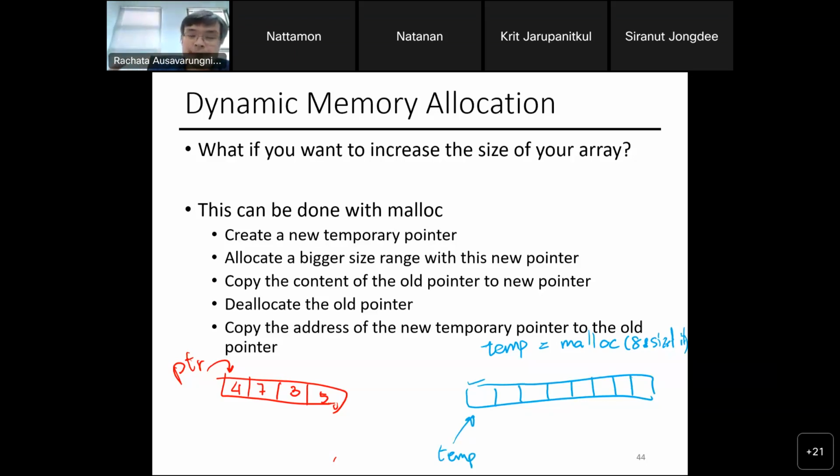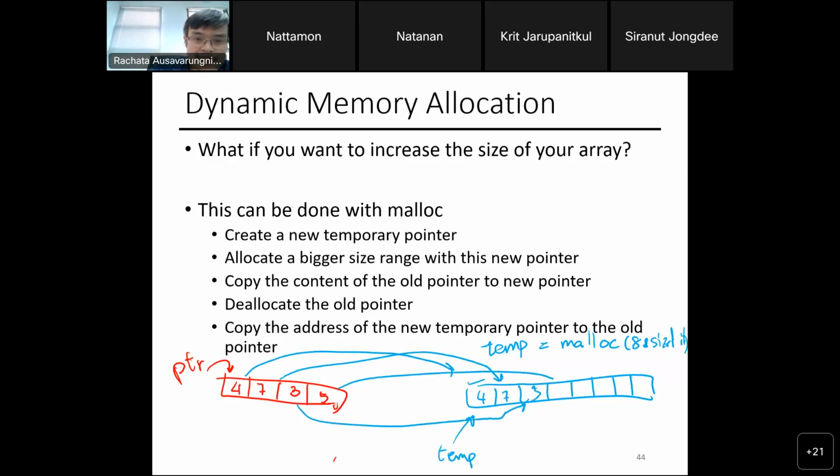You create a temp pointer. Then you copy the content. So 4 gets written here, 7 goes here, 3 goes here, and 5 goes here. So you now copy the content of the array. Then you deallocate. This is done by the command free(ptr). It basically returns this back to the OS, saying, hey, this is free, you can use it later.